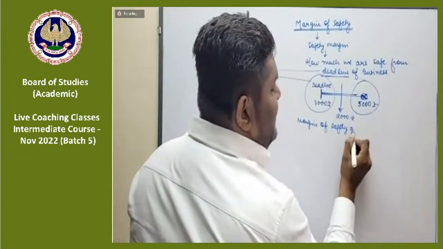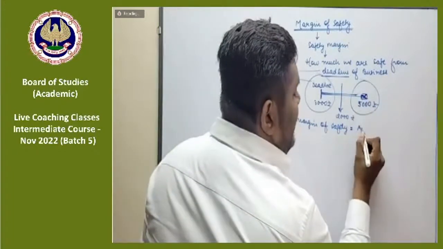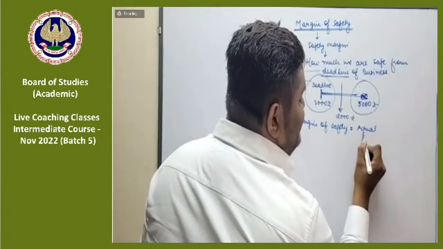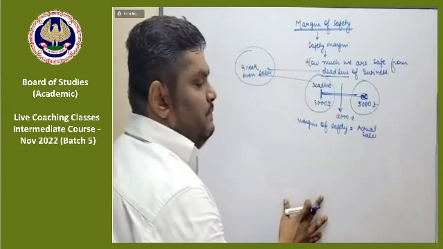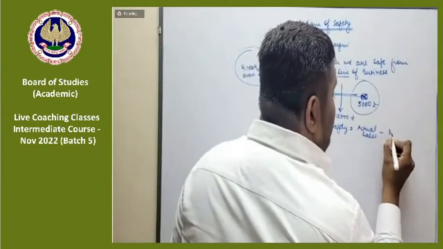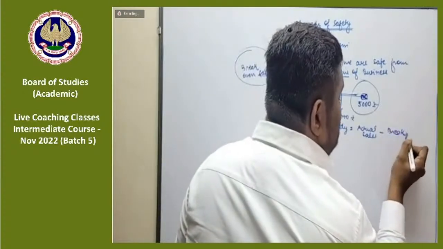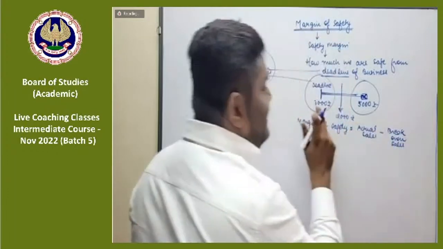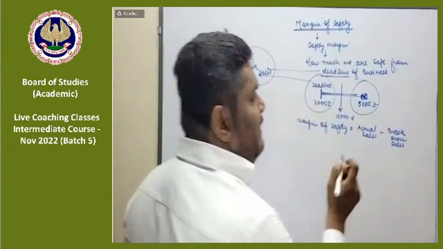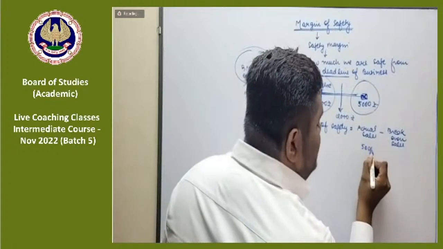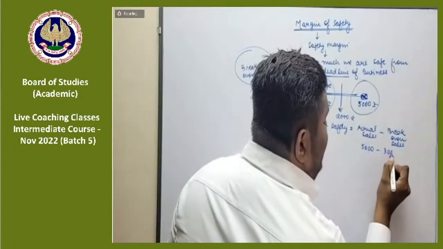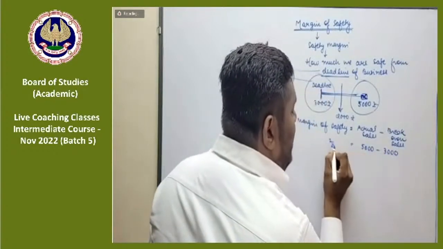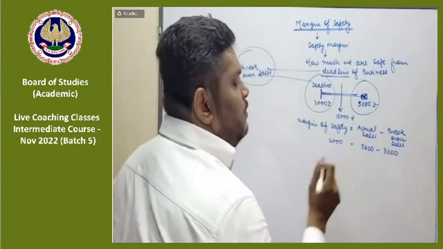So when talking about margin of safety, the formula is very simple. That is where I am, my actual sales, that is, I am at a sales of 5,000. What is my dead point? My break-even sales, that is 3,000. So how much safe am I? 2,000. So 5,000 is my actual sales, my break-even sales is 3,000, so the margin of safety will be 2,000 rupees.